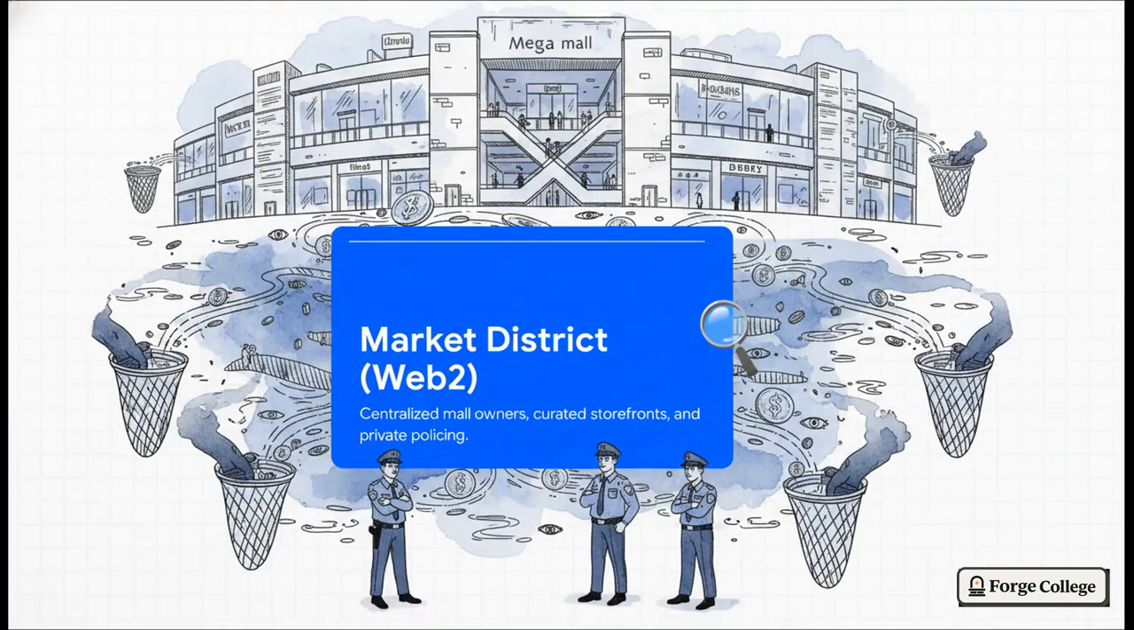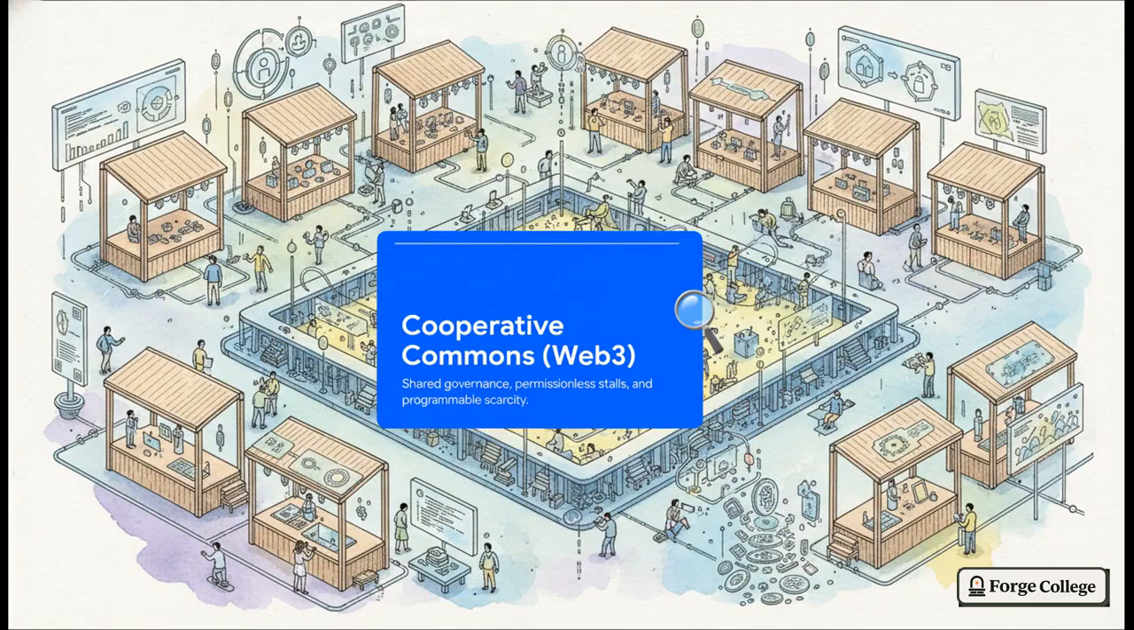Next, we wander into the marketplace district, representing Web 2. And wow, the architecture here changes dramatically. We are now dealing with centralized megamall owners. Sure, they provide beautifully curated storefronts and really smooth escalators, but they also act as private mall cops, dictating all the rules of engagement. In this district, the monetization strategy revolves almost entirely around capturing and selling your attention and data.